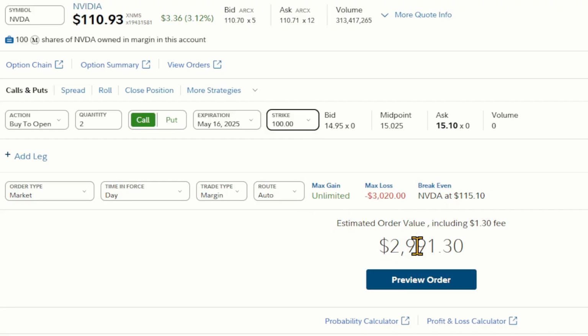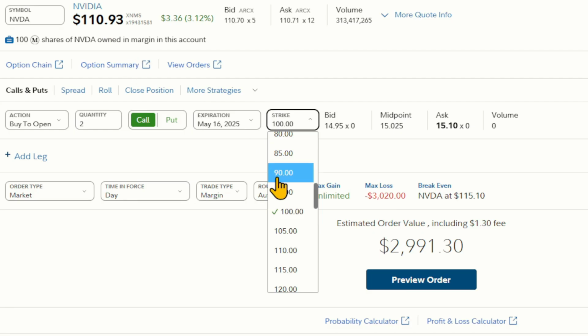So it's going to cost us a lot more. So now these two contracts are up to almost $3,000, or about $1,500 per contract. So $1,495 or $1,500 times 100, right? 100 shares of the underlying gets you to about $1,500, right? Times 2. So that's an in the money. At the money would be right around 110.